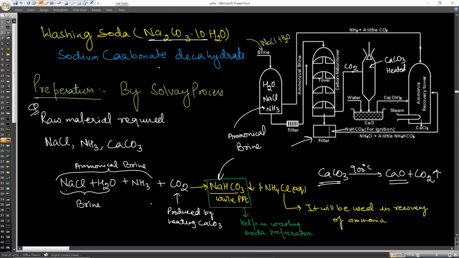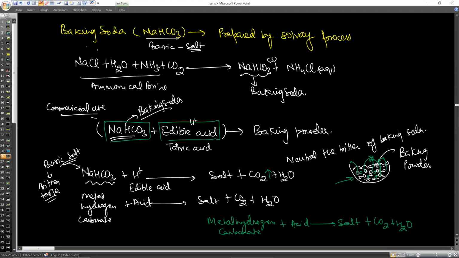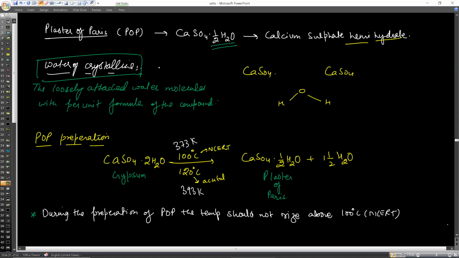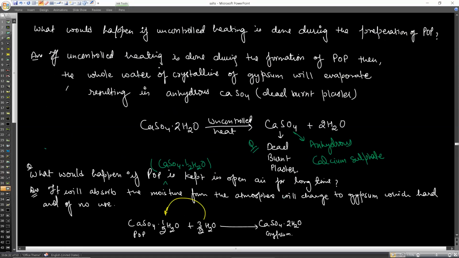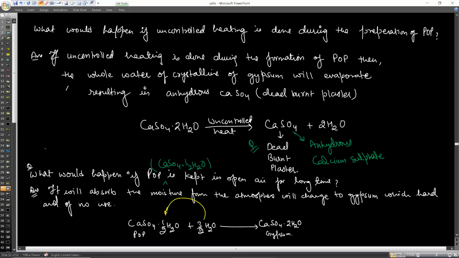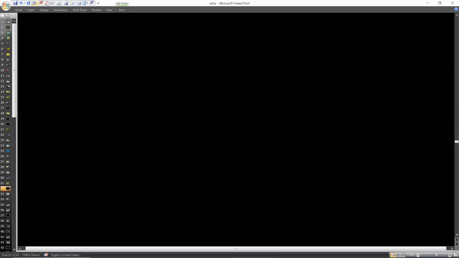Next, we shall be moving towards the third salt, that is plaster of Paris. Let's write it. So what is plaster of Paris? Plaster of Paris is actually calcium sulfate hemihydrate, CaSO4 dot half H2O. So how is it prepared?